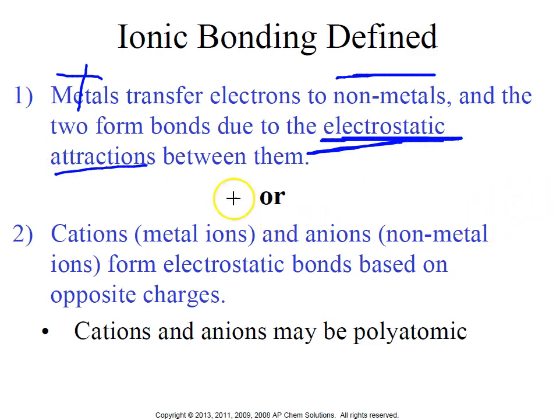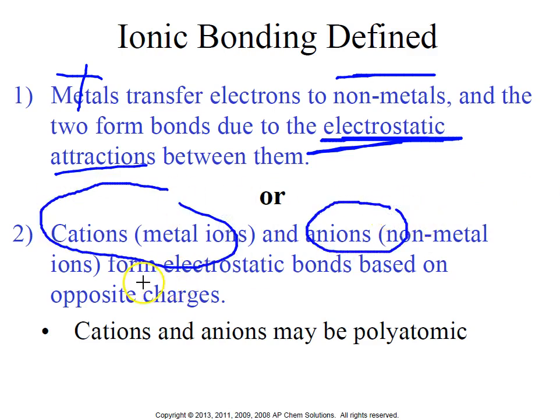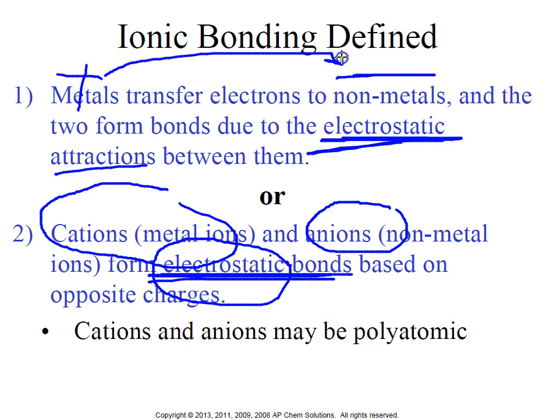Another way to say that is your cations from your metal and your anions from your nonmetals form an electrostatic bond based on their opposite charges. So the key word in either definition is electrostatic. You can talk about it as electrons moving from metal to nonmetal, or you can talk about it in terms of cations and anions attracting to each other. Remember that your cation or your anion could be a polyatomic ion.